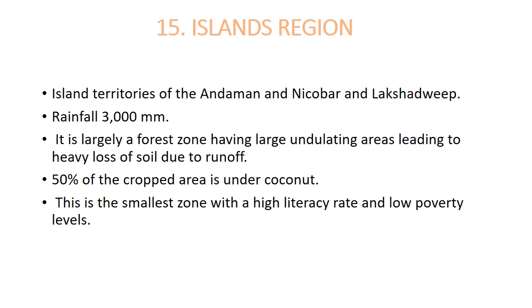Next, island region. Island region consists of Andaman, Nicobar and Lakshadweep, and the rainfall is 3000 mm. It is largely a forest zone having large undulating areas leading to heavy loss of soils due to runoff. 50% of cropped area is under coconut. This is the smallest zone with high literacy rate and low poverty levels.